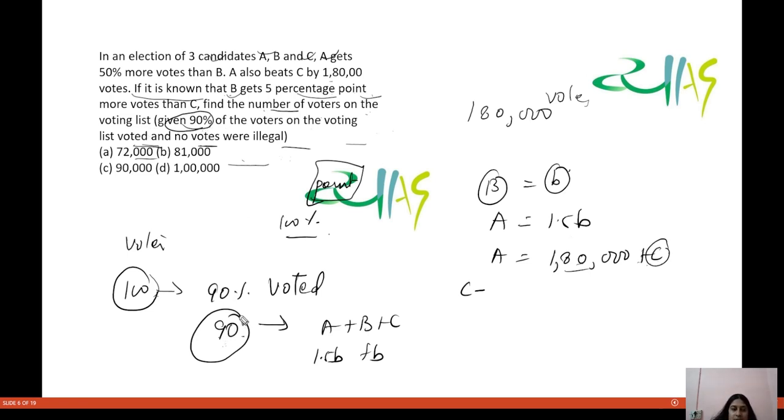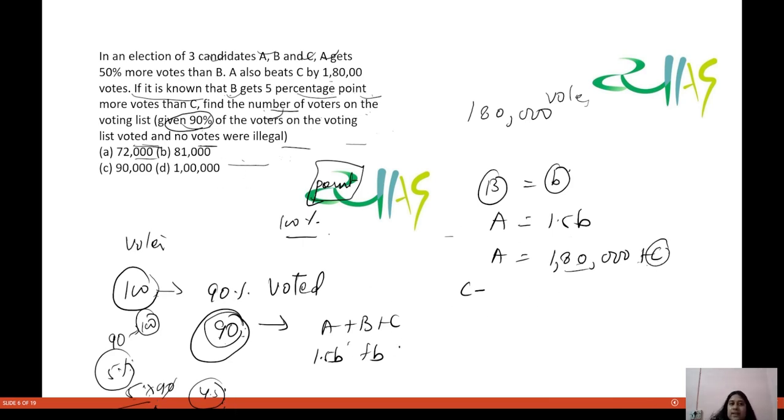So if 90% is 100% of the vote, 5% of this is how much? 5% of 90 is 4.5. So I hope now everybody is clear how we are going to approach this question. Now you get the relationship between A, B, and C.